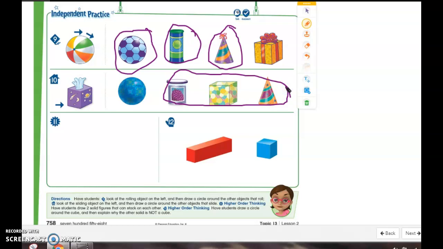All right, ladies and gentlemen, I'm going to go onto the Flipgrid now, and I'm going to put up my own samples and show you, hopefully, slide, stack, and roll. Okay, so I'm going to try my best to show you slide, stack, and roll. And then I'd like you to give it a try and show us some.